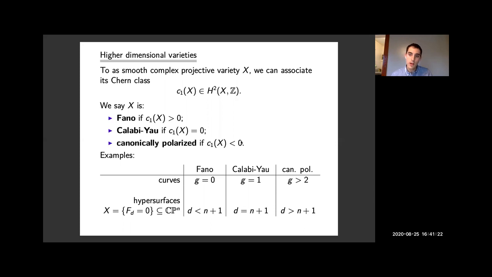For these Chern classes, it turns out there's some notion of positivity. I won't define it rigorously, but I'll say what it is in some examples. We say that our smooth projective variety X is going to be Fano if this first Chern class is positive, Calabi-Yau if it's equal to 0, and the variety is canonically polarized if this first Chern class is negative.